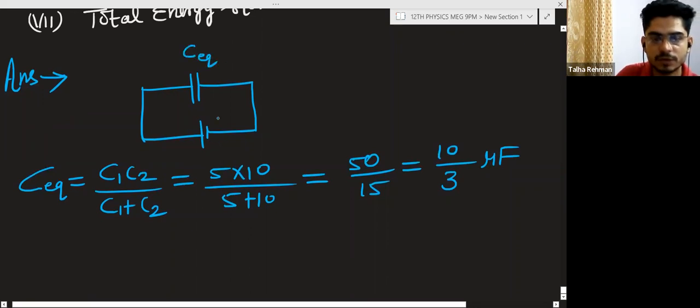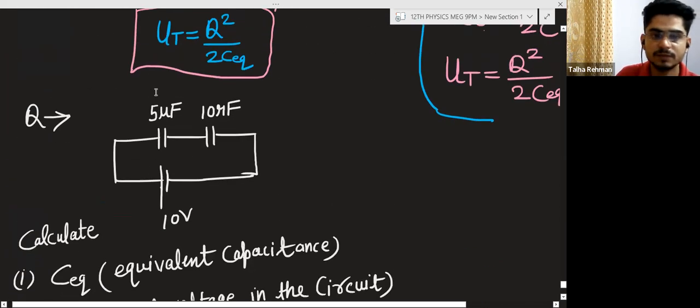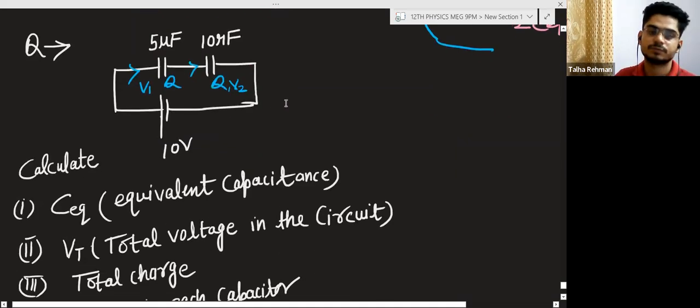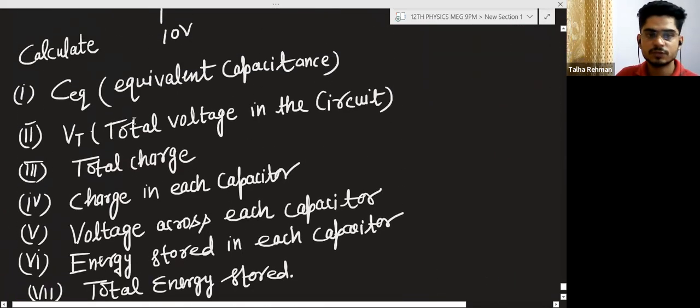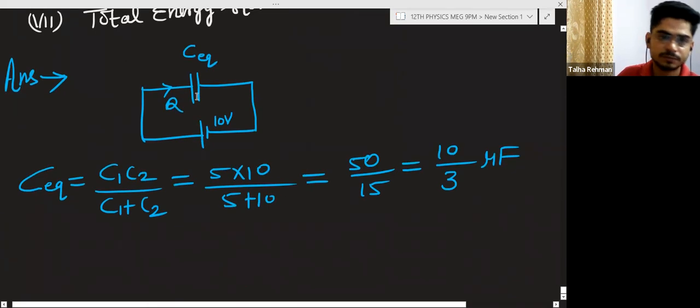And this is 10 volt. And charge is the same. Across each capacitor, charge will remain the same, no? Charge here Q. Here also the charge Q. But the potential is different. Here is potential V1 across this. Here is potential V2. First question is solved.